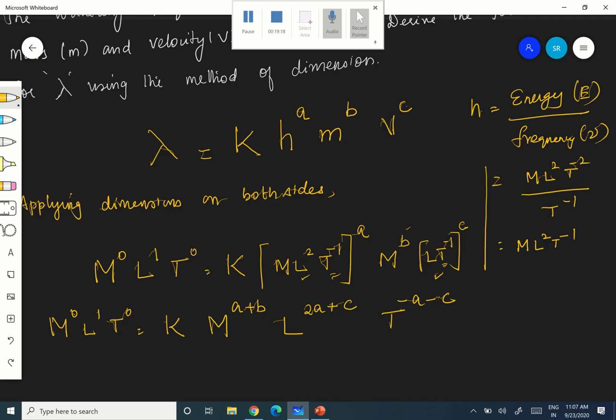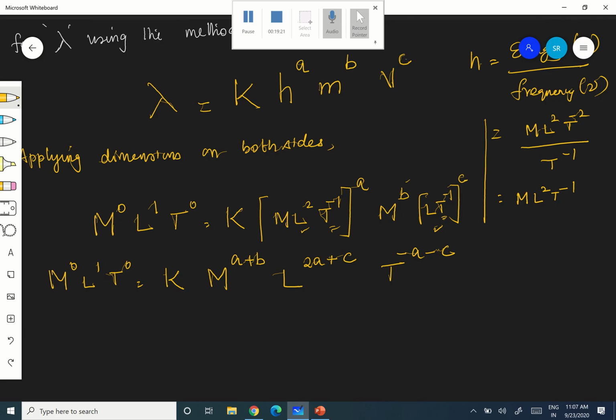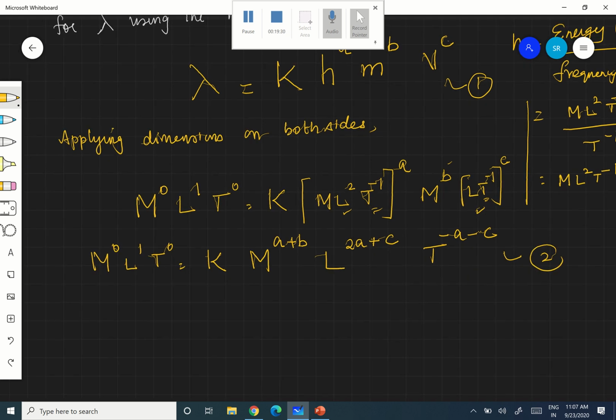So this equation is ready now. This is our equation number 1, and this is our equation number 2. How it depends, right? Now equating the powers.